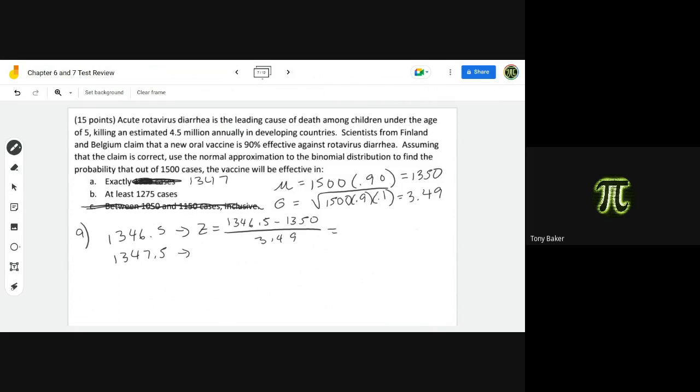Wait, why did you cross off 1325 cases in part A? Because it gave me 0. And I wanted to do an example that doesn't give us 0. Oh. So people can understand how to do it. Because the one in the test will not give you 0.